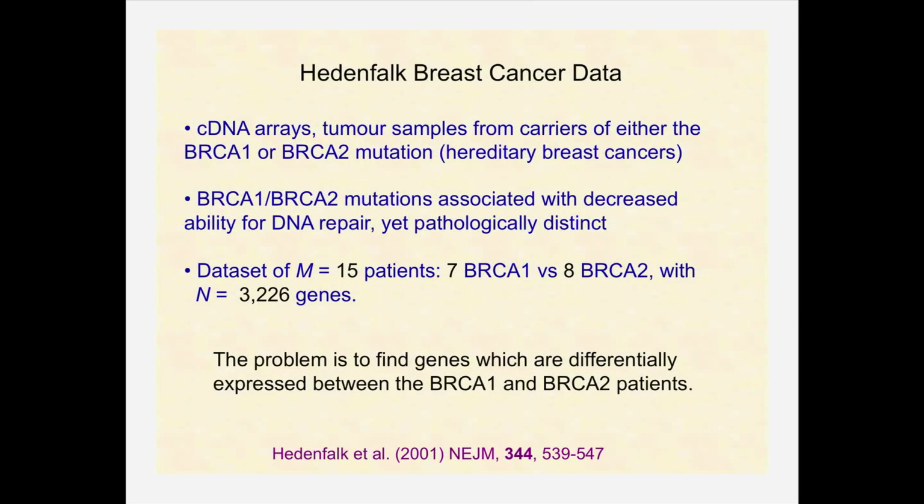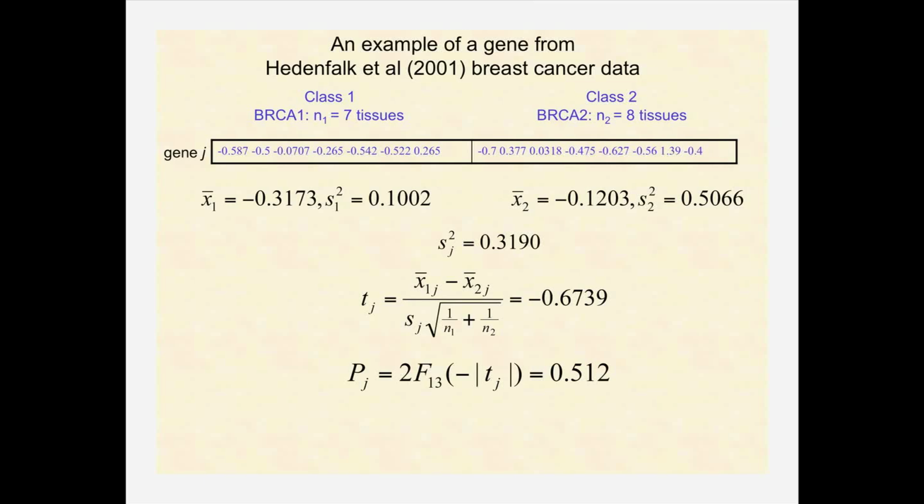And so this particular data set, the Hedenfalk breast cancer set, has been analysed perhaps to death in the literature. There are 15 patients, and 7 women have the BRCA1 mutation and 8 the BRCA2, and there are 3,000 odd genes left after the pre-filtering. And the problem is to find which genes are differentially expressed between the two classes. And this is just like a first-year problem in statistics.